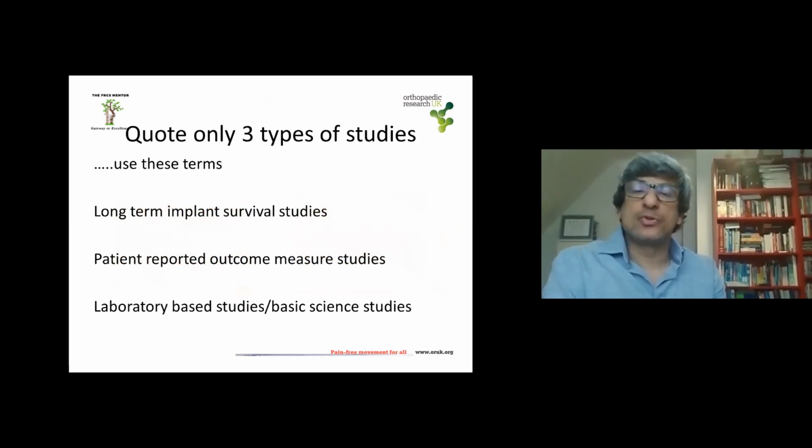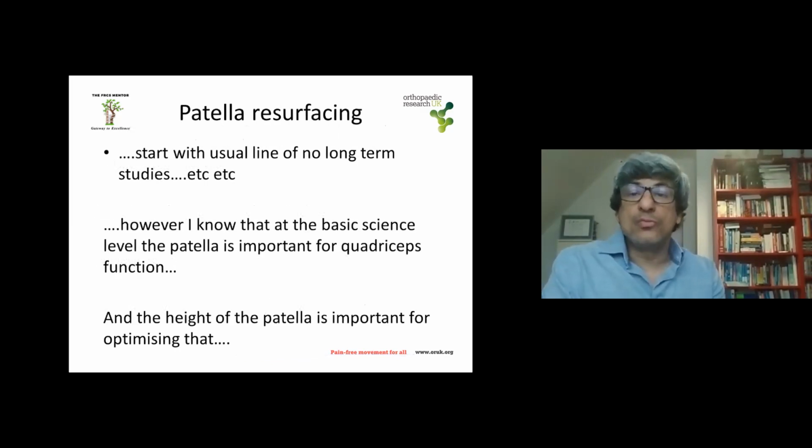And the best way to verbalize that would be to say 3 types of studies. The first would be long-term implant survival studies. You can say at the moment, there are no true long-term implant survival studies which say it benefits resurfacing or not. You can say there are no true patient-reported outcome measures which say, yes, we should resurface over the other. But then say, however, at the basic science level, I do know that the patella is important for quadriceps function. That's the line you would say.